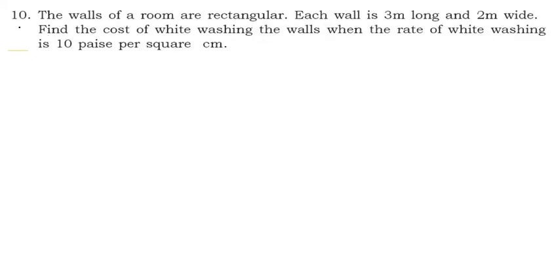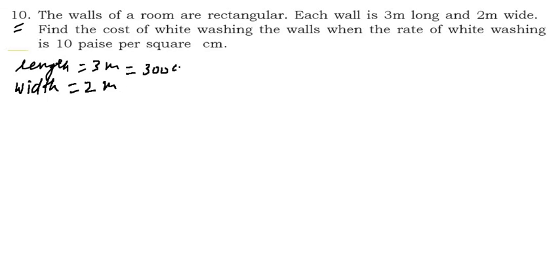Now come to the next, the 10th question. The walls of a room are rectangular. Each wall is 3 meter long and 2 meter wide. So you can say here length is given as 3 meter and width is 2 meter, and it will be changed into centimeters. So it will be 300 centimeter and it will be 200 centimeter. So the area of wall, each wall length.